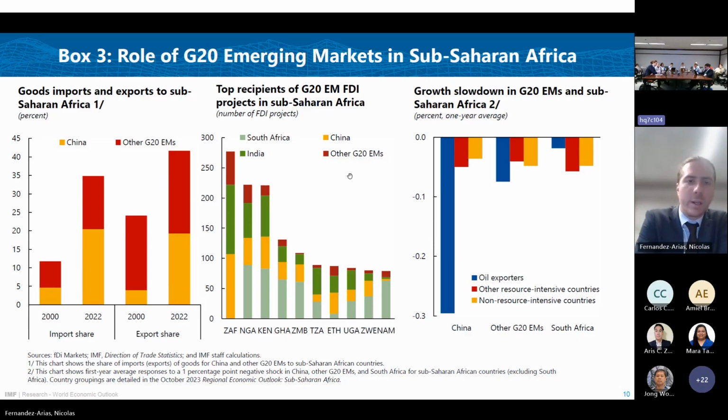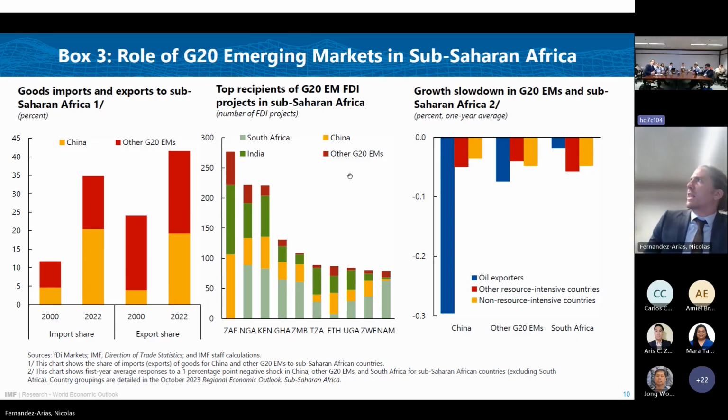In the middle, we look at foreign direct investment and see again a really important role in terms of the number of FDI projects from China and India, as well as from South Africa in countries other than South Africa on the left. With other G20 emerging markets also playing a role, particularly in South Africa, but less than these two or three economies, depending on which one we're considering.